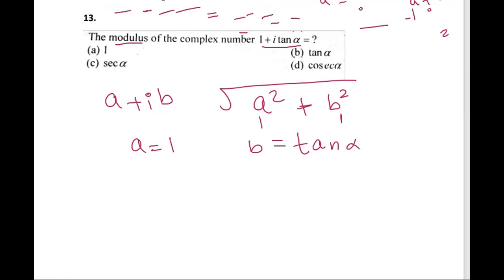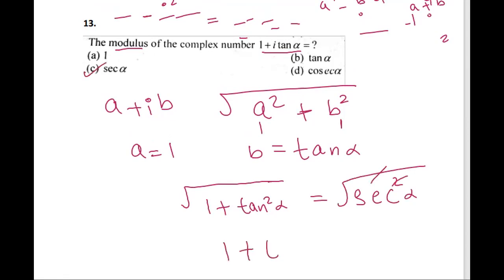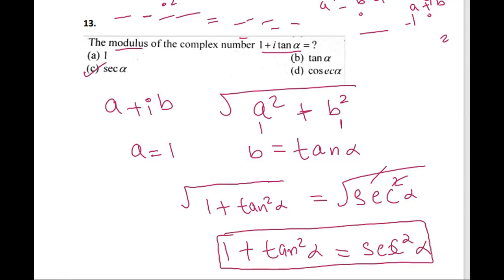tan alpha. So under root a square plus b square is tan square alpha, and that is basically secant square alpha under root. So I can cancel these out and I will get this as the answer, because I know that 1 plus tan square alpha is secant square alpha. This is a trigonometric identity which you should know, and by using this we can simply do this.